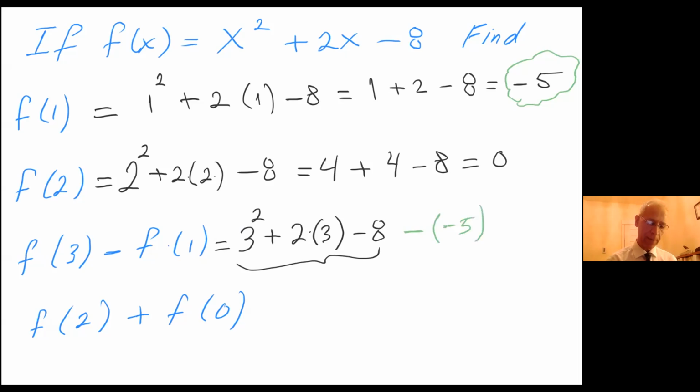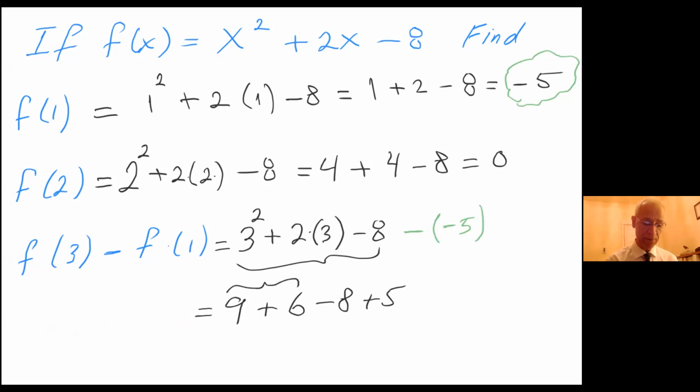5. Okay. And that gives me, let me give myself a little bit of room right here. So this equals 3 squared is 9, 2 times 3 is 6, minus 8, minus negative 5 is positive 5. And these two together give me 15, plus 5 is 20, minus 8, that gives me 12.